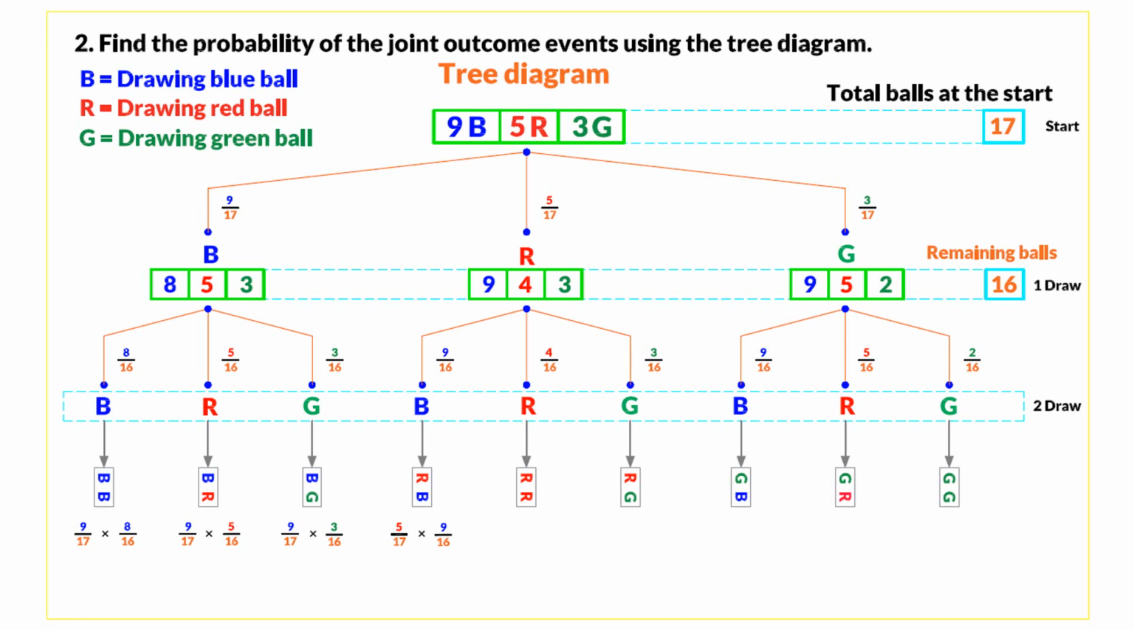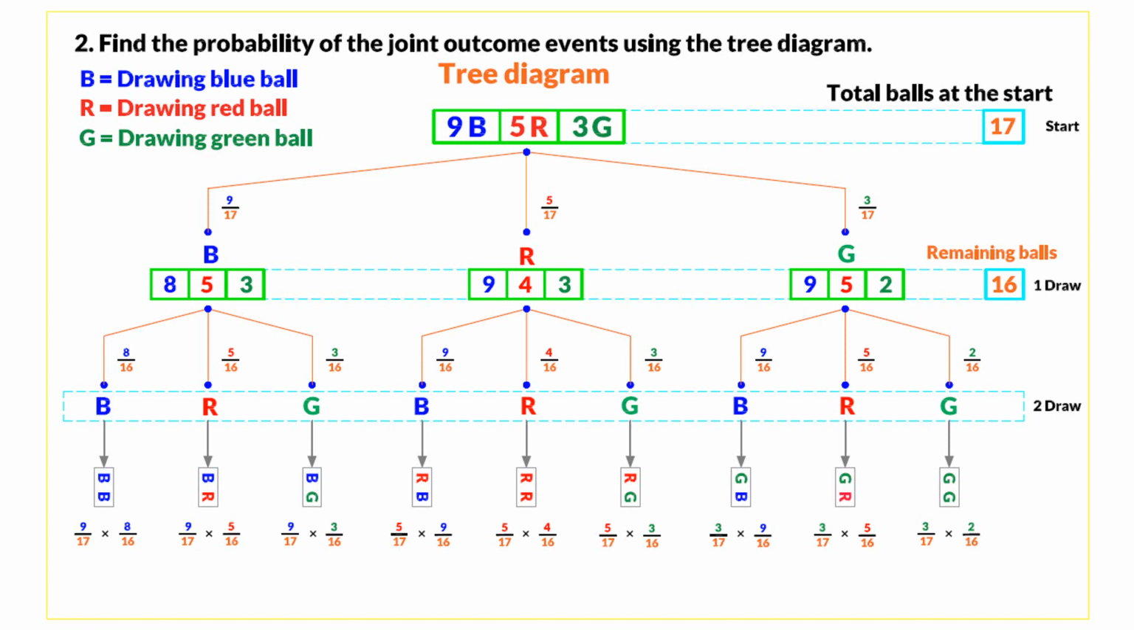And we keep doing that for each joint outcome to find its probability. As we see, we highlight the path, we multiply the probabilities, and we keep doing that, highlight and multiply, until we finish all the joint probability events.